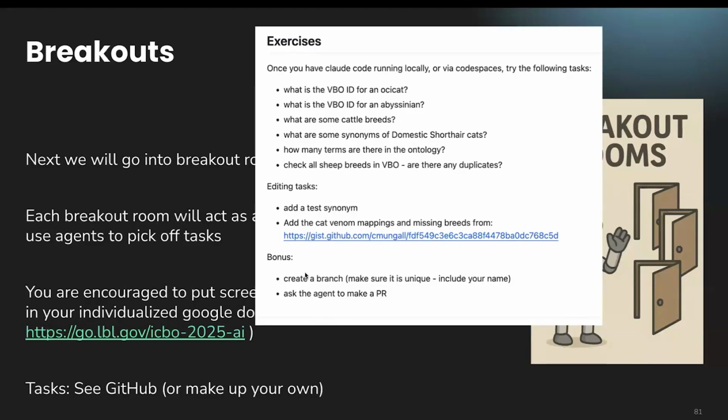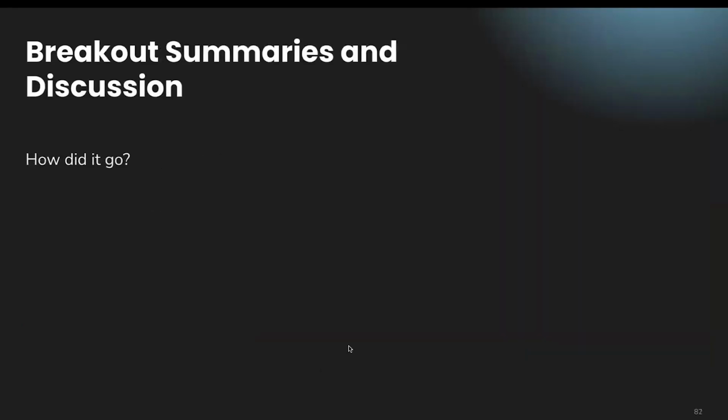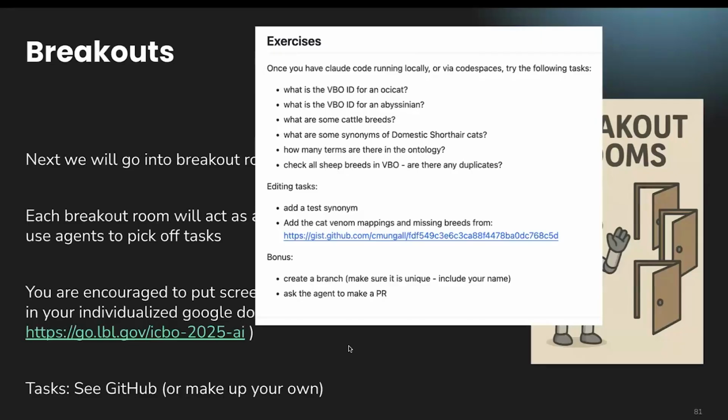And then if you're feeling really ambitious, you could ask it to make a branch. Try and make it unique, include your own personal name within the branch name, and ask the agent to make a PR. So with that, we're going to hop into breakout rooms at the moment.